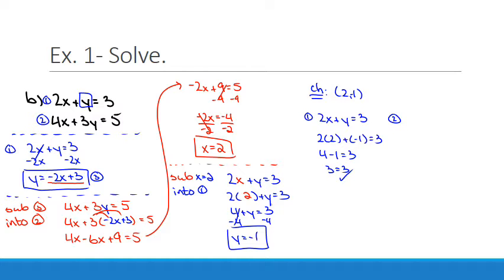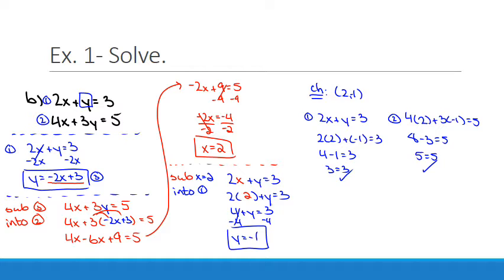Second equation, 4 times x plus 3 times -1 equals 5. So that's 8, and this is -3, equal to 5. Let's figure out the left side. That's 5. The right side already was 5. So it checked out there too. So you can see it worked for both.